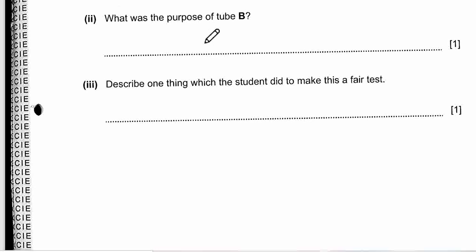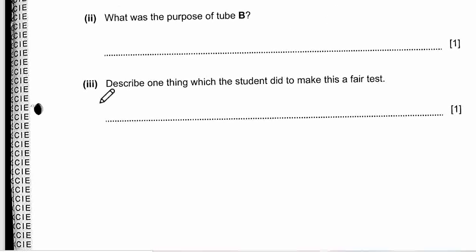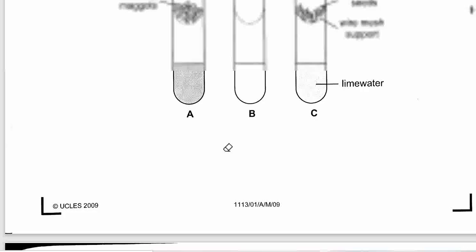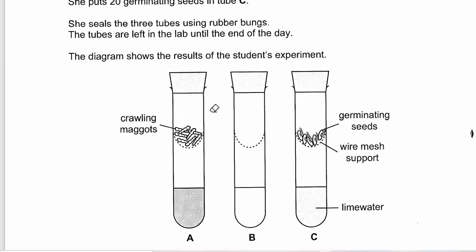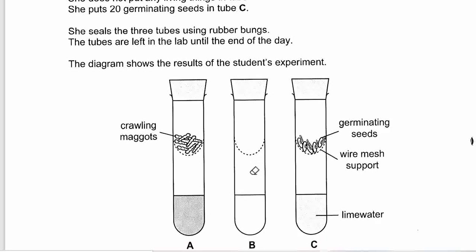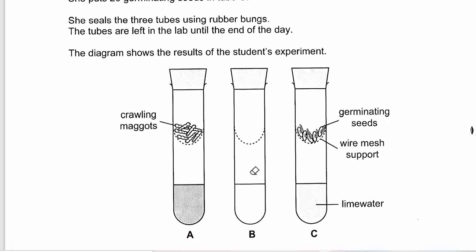What is the purpose of tube B? Well, tube B is a control test tube. You can see the student does not put anything in tube B, so it acts as a control. If there is no carbon dioxide, it will remain in this state.